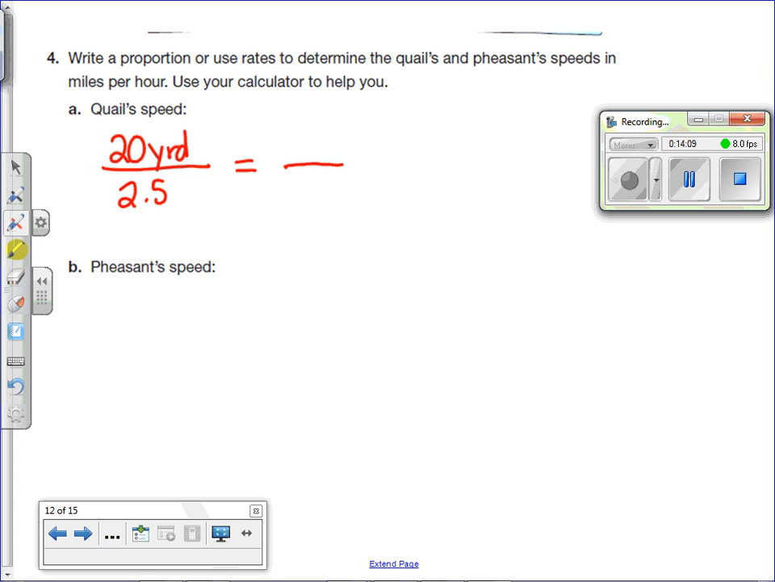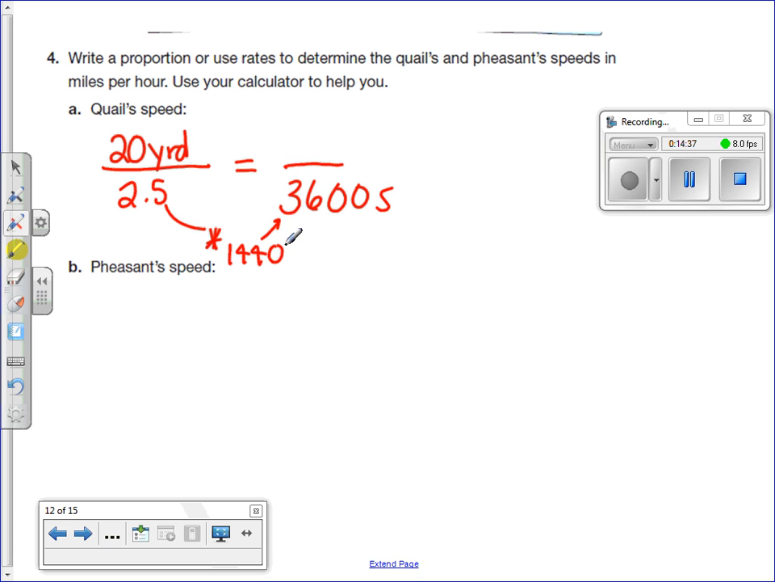So just like in that previous problem, we know that 3,600 seconds gives me a total of an hour. So now we have to figure out what we are multiplying here to go here. What do I need to multiply 2.5 by to get a total of 3,600? Well, the way that you would problem solve that is you could take your 3,600, divide by 2.5, and you'll see that it's 1,440. So if I multiply the top by 1,440, I'm going to have to multiply the bottom by that.